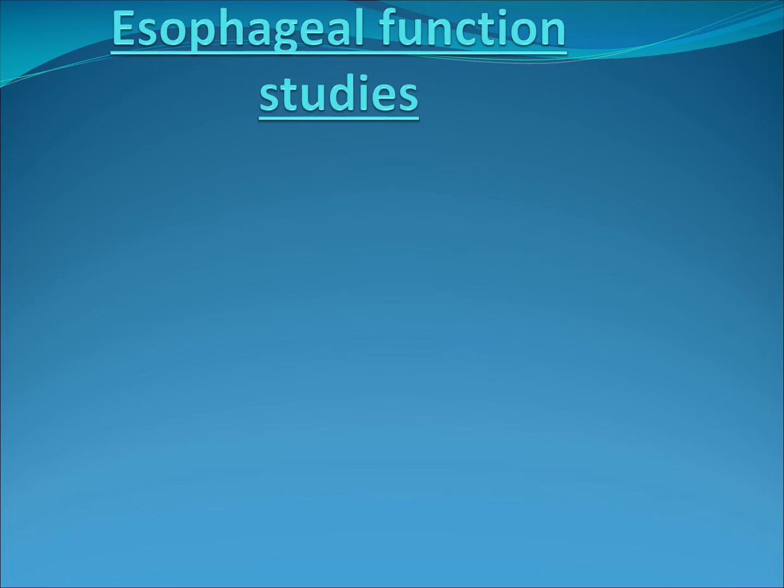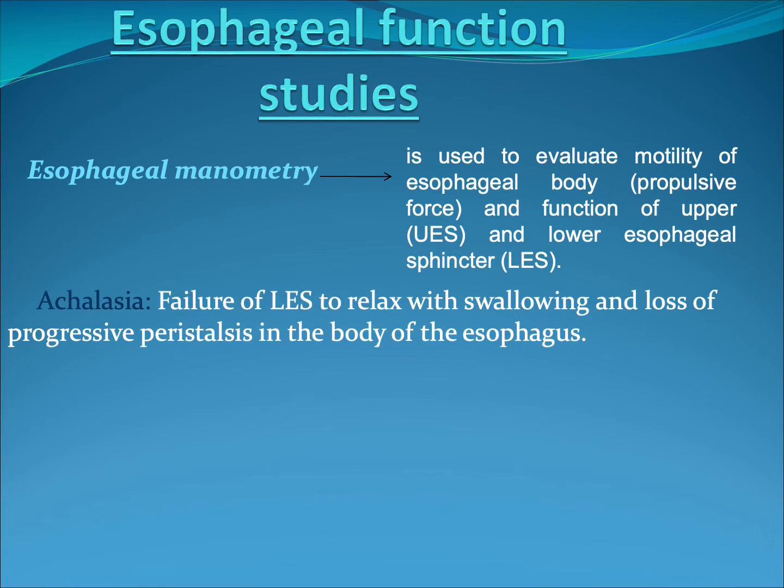How can we assess the esophageal function and motility? So let's start with esophageal manometry. With esophageal manometry, we assess the motility of the esophageal body. So we assess the propulsive motion and also the function of the upper and lower esophageal sphincters, and this will help to detect achalasia and diffuse esophageal spasm and nutcracker esophagus. So with achalasia, there is a failure of the lower esophageal sphincter to relax, and the loss of the peristalsis within the body of the esophagus.